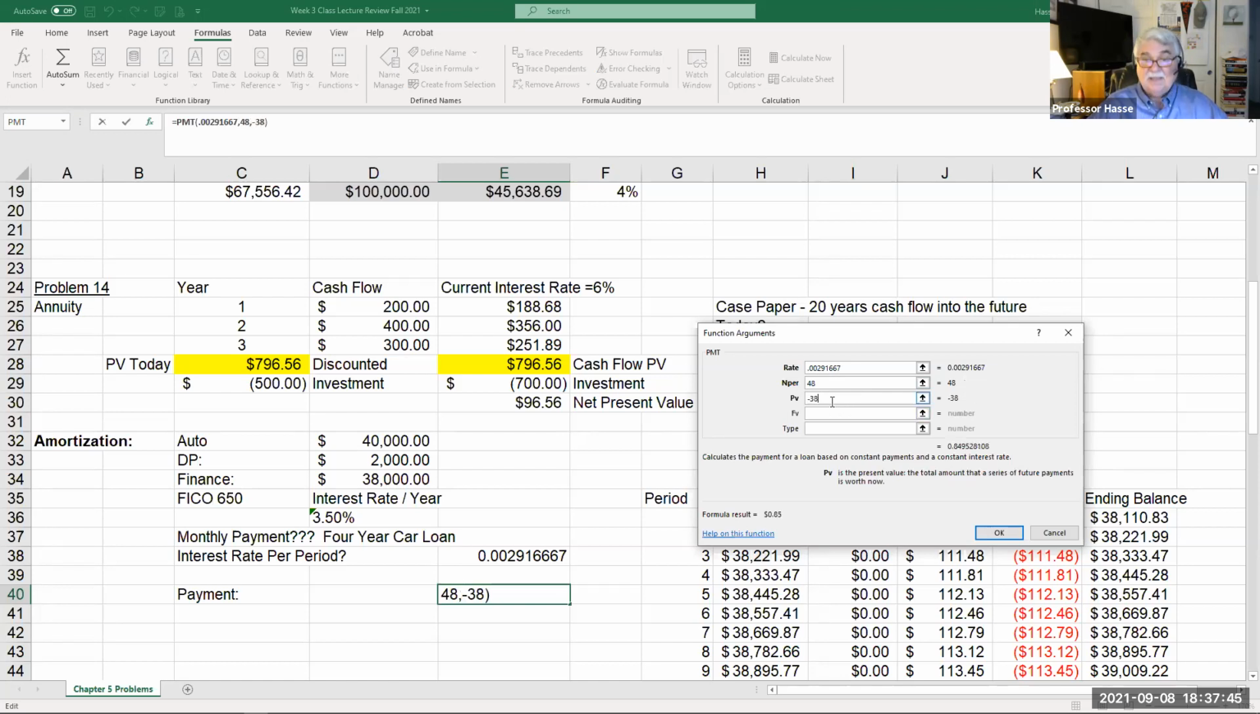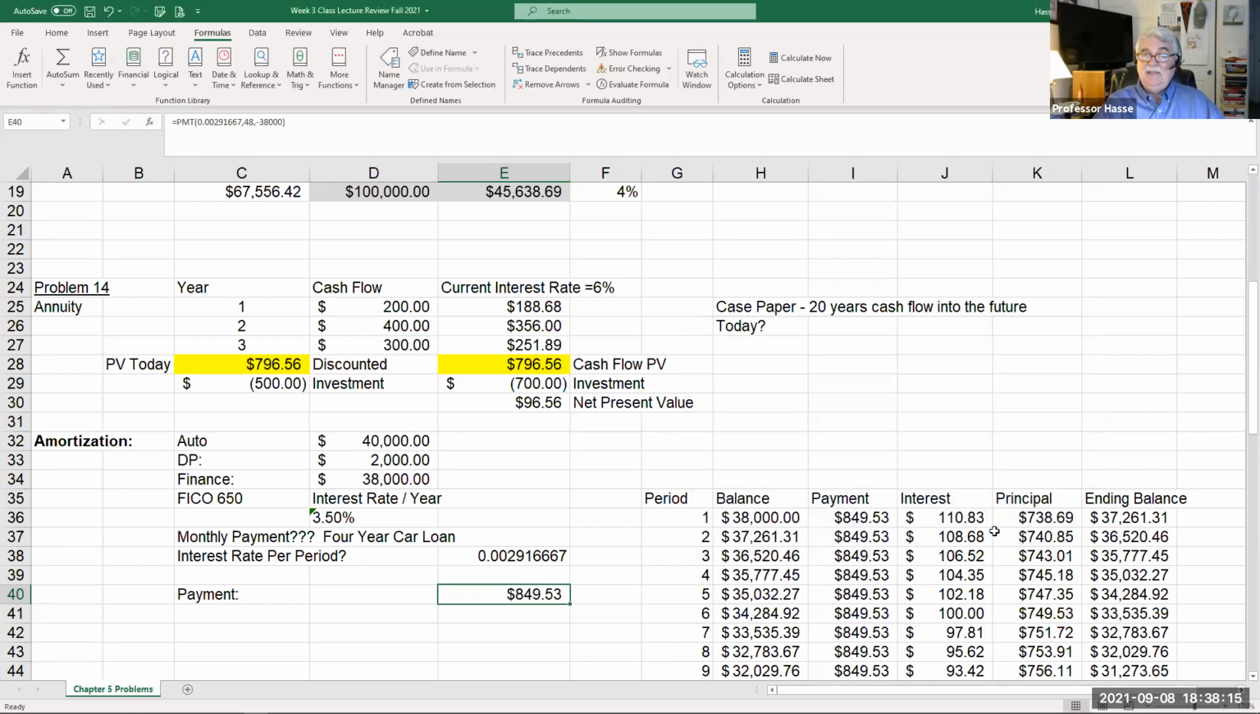How much am I borrowing? Minus $38,000. Remember, $40,000 car, I'm going to put $2,000 down. I'm borrowing $38,000 at 3.5% interest. The interest rate per period, number of periods are 48. My car loan payment will be $849.53.